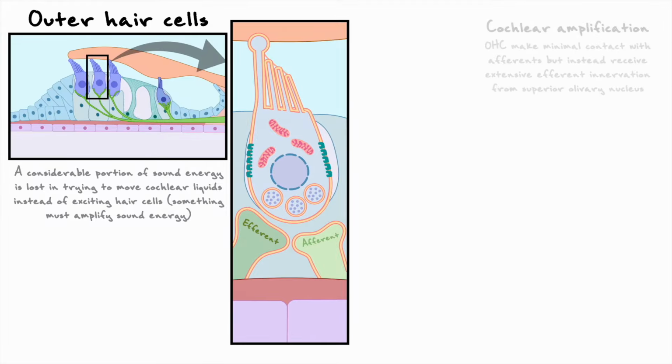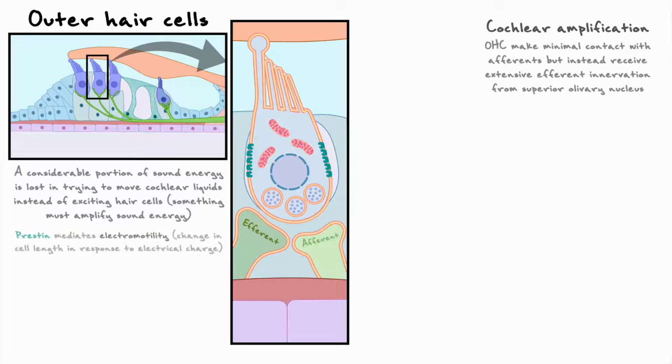First, afferent fibers only make minimal contact with outer hair cells. Instead, these cells are predominantly innervated by efferent fibers that come from the superior olivary complex in the brainstem. We'll come back to this nucleus later, just keep in mind that the outer hair cells are mostly innervated by efferent fibers. Secondly, the lateral membrane of the outer hair cells is densely packed with a protein called prestin that is not present in inner hair cells.